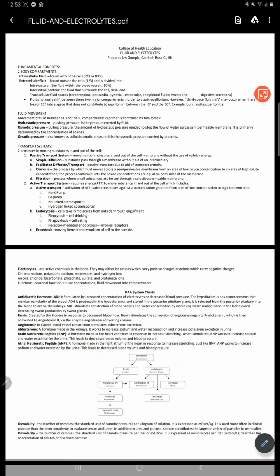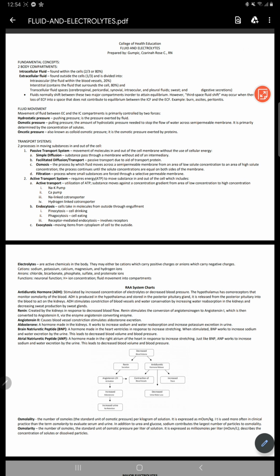We have here three types: your intravascular, interstitial, and your transcellular. Intravascular would refer to fluid found within the blood vessel. Interstitial naman, those that would now surround the cells. So this is the cell, yung space in here. And then we also have here your transcellular fluid spaces that would now refer to spaces in the body that would also contain fluid aside from those that have been mentioned, such as your digestive secretions, sweat, pleural fluids, intraocular spaces, synovial fluid, pericardial fluid, and cerebrospinal fluid.